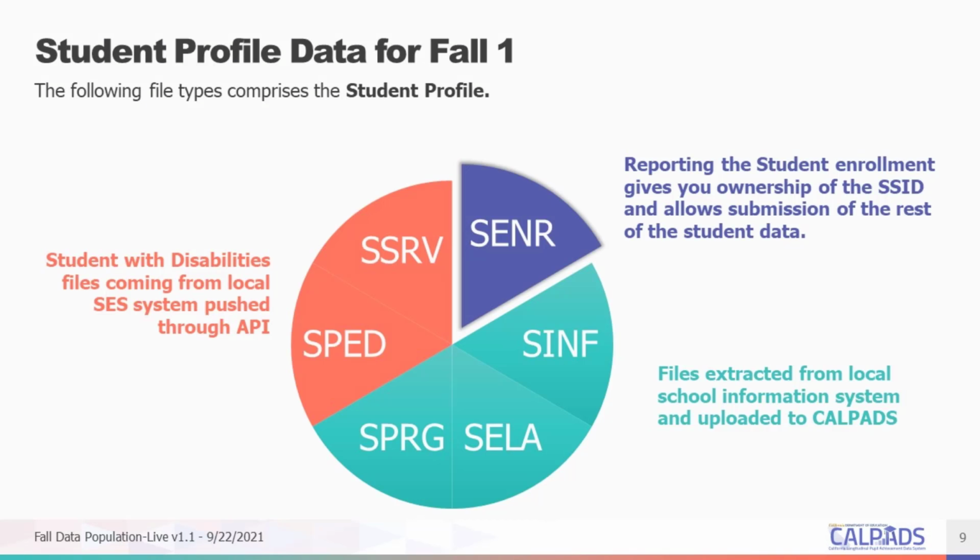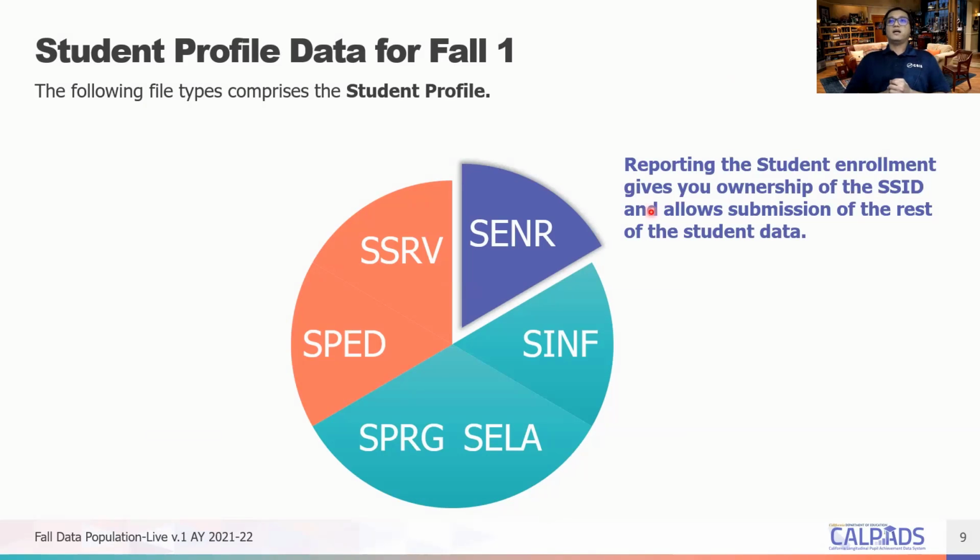Okay. So as I've mentioned, you have here your SENR. This is your base file, and this gives you ownership of the student. When we say ownership, we mean if a student transfers from one school to another or one district to another, you claim ownership and you establish the enrollment of that student in your district. That creates ownership, and that allows you to submit all supporting documents to CALPADS.